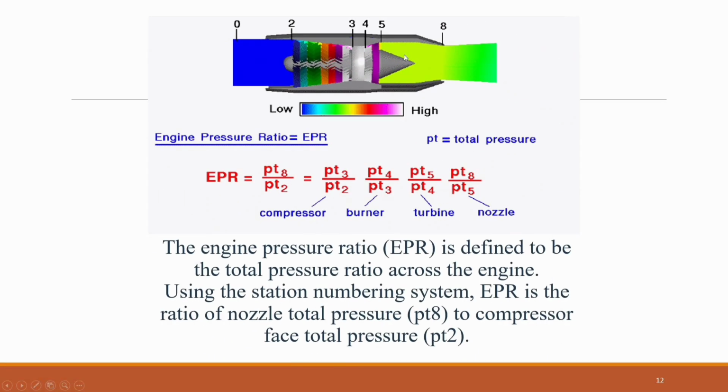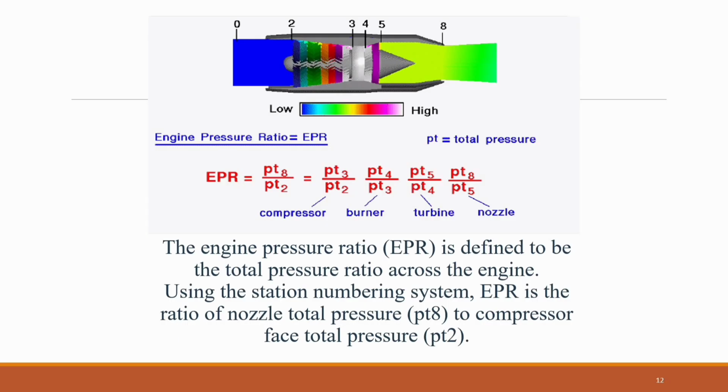The station numbering system provides a standardized way to describe locations inside the engine, making it easier to discuss performance, calculate pressure ratios, and analyze temperature changes. For example, when calculating engine pressure ratio (EPR), the total pressures at Station 2, compressor face, and Station 8, nozzle exit, are used. By referencing these standard stations, engineers and pilots can accurately measure and compare engine performance across different aircraft and engine designs.